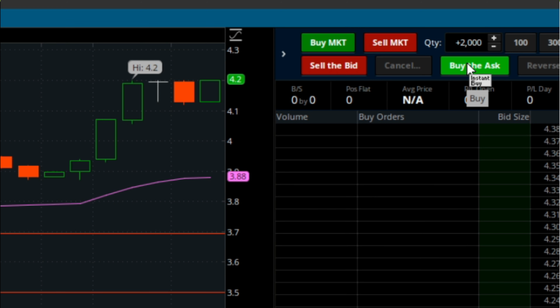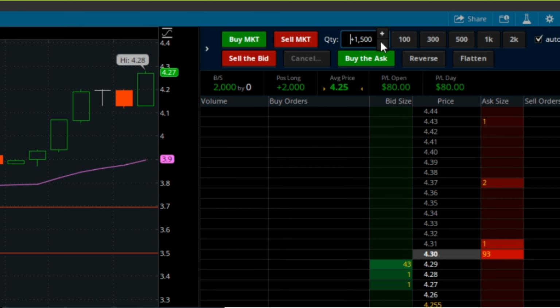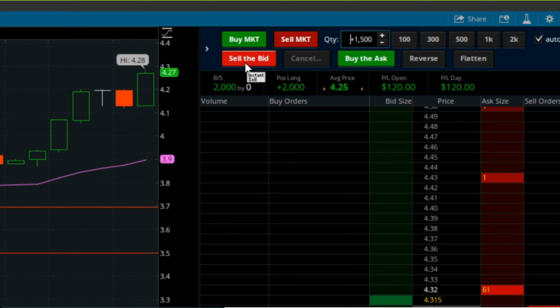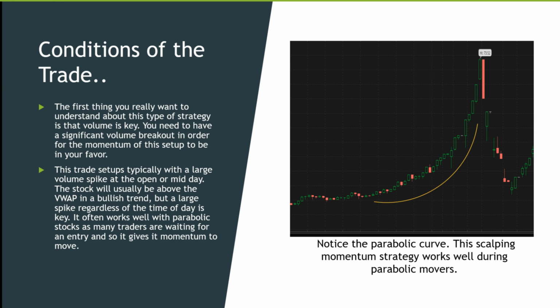as many traders are waiting for an entry, and so they're looking for a pullback. When a stock starts to go parabolic, traders start waiting for an entry. They don't want to chase. A lot of times they want to get in after a pullback. And if you're not going to be buying the dip, you can use a 1 minute pullback method. Again, it works well because volume is in there and traders are looking for an entry. They're waiting for a pullback.